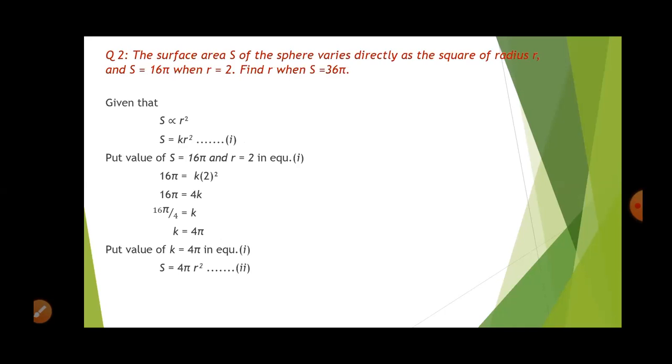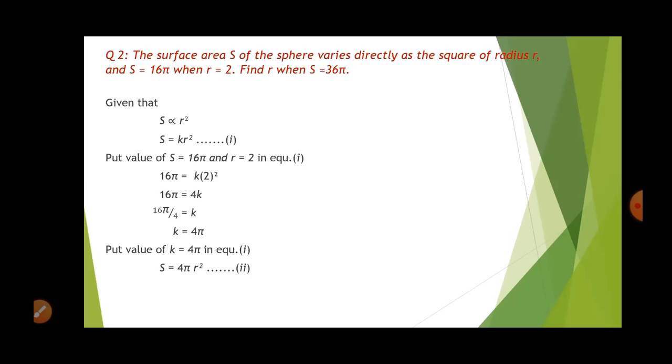Again we have to understand the question first. Surface area S varies directly to the square of radius r, which means S varies directly to r square. Given that S is directly proportional to r square, again we will remove the variation sign and put the variation constant. So S is equal to K r square, which will be named as equation 1.